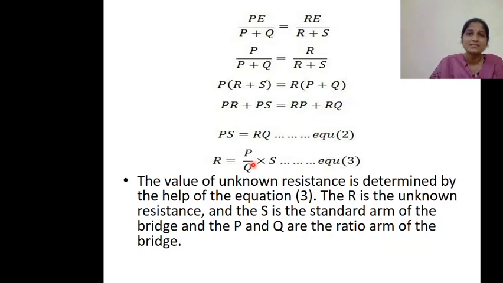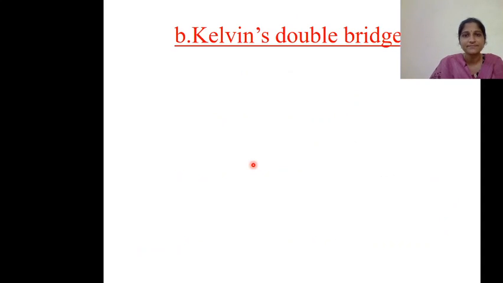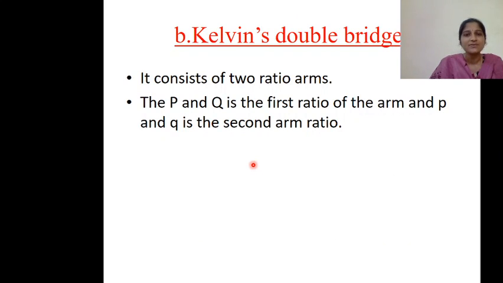For low resistance, while measuring, we will have 4 terminals, so that the lead resistance is also considered in the circuit. For that purpose, you use a double bridge. Double indicates 2, so there will be 2 ratio arms here. Kelvin's double bridge will have 2 ratio arms. So it consists of 2 ratio arms.